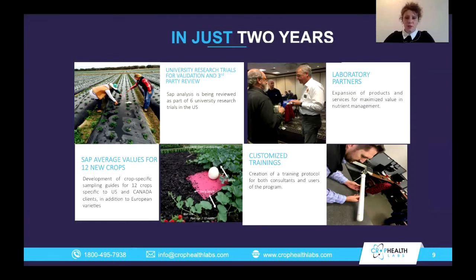We've also developed our network significantly, and we want to create strategic partnerships with laboratory partners. The goal, again, for SAP analysis is to expand the data pool that consultants and growers have access to. Typically, growers and consultants go to laboratories to get data, so we want to add value to what current laboratories can offer by allowing them to use the SAP analysis technology.